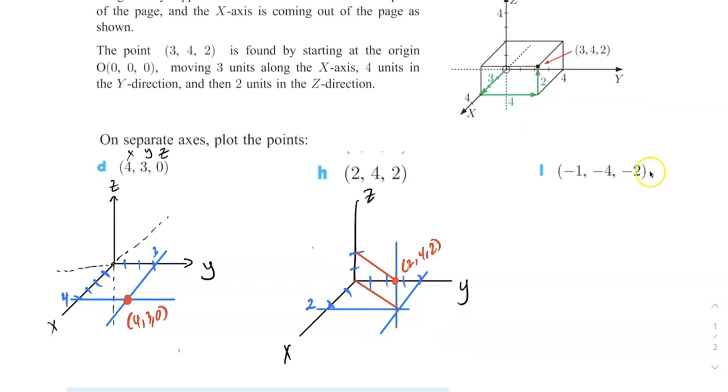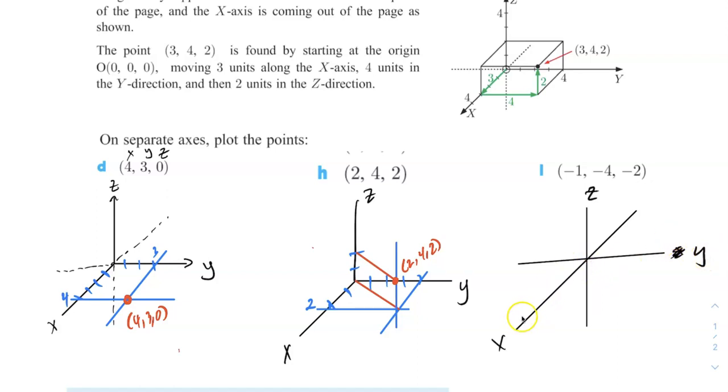Moving on to the next one, -1, -4, -2. And this one we need the full graph, so let's draw a full Z, same thing with X, and this is our X and this is our Y. There we go. So same thing with X, Y, and Z. Now remember, this will be my positive X, positive Y, positive Z. So my negatives will be going backwards.